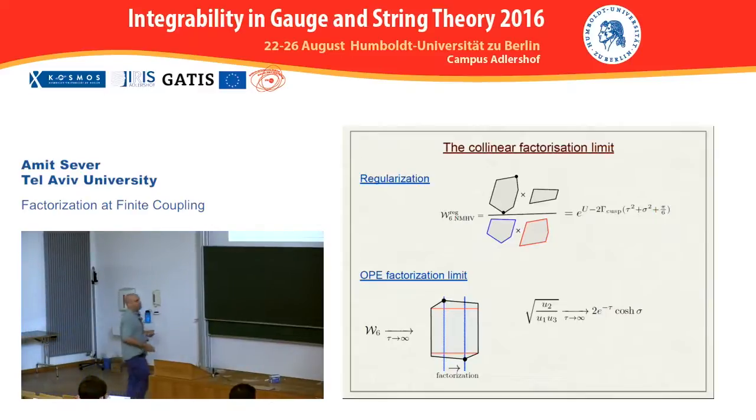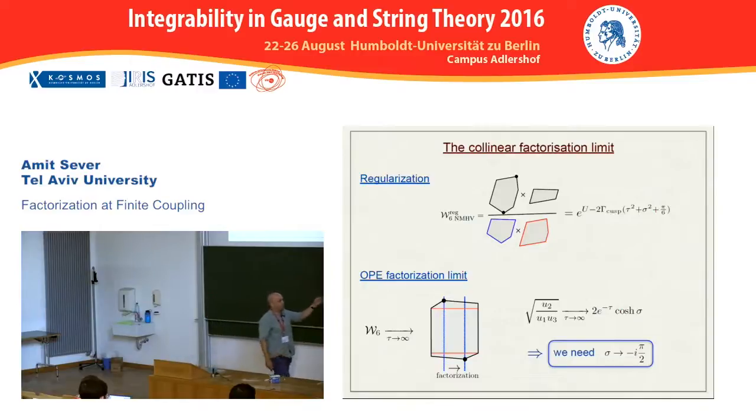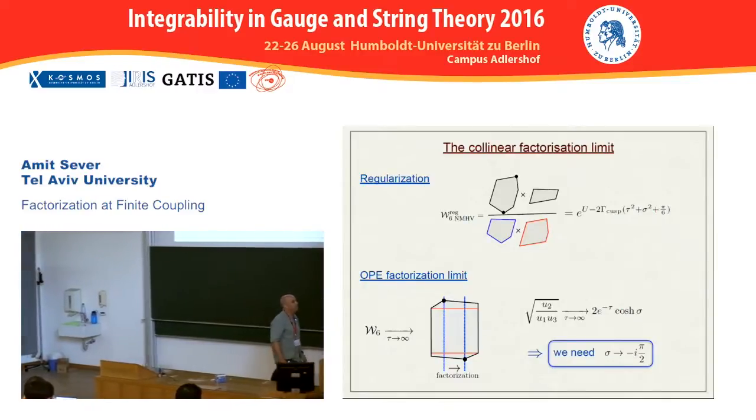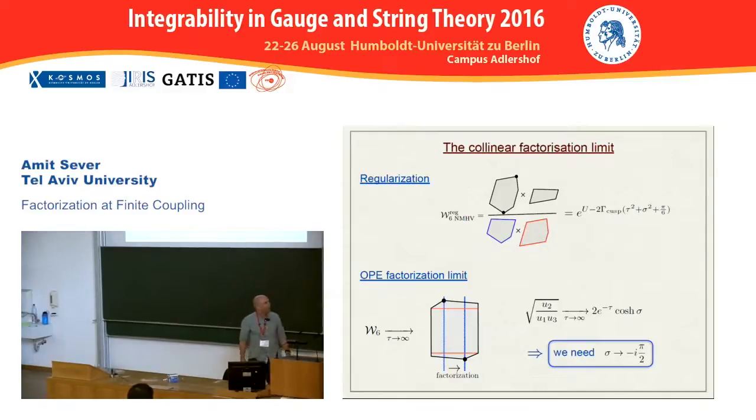And from this, we see that what we really need to take, if we first took the collinear limit, which means large tau, we need to take sigma to minus i pi over 2. At minus i pi over 2, the cosh will go to 0, and therefore the point on the bottom and point on the top will become null separated. So we have to study the previous OPE expansion in that limit.